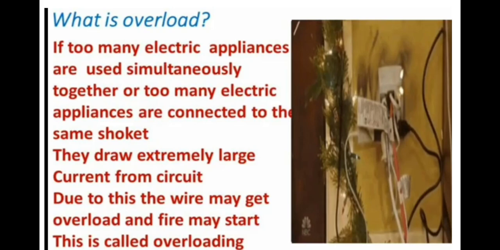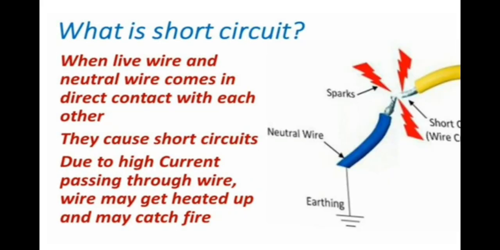What is overload? If too many electric appliances are used simultaneously, or too many electric appliances are connected to the same socket, they draw extremely large current from the circuit. Due to this, the wire may get overloaded and fire may start. This is called overloading. What is short circuit? When the live wire and neutral wire come in direct contact with each other, they cause a short circuit due to high current passing through the wire. The wire may get heated up and may catch fire.